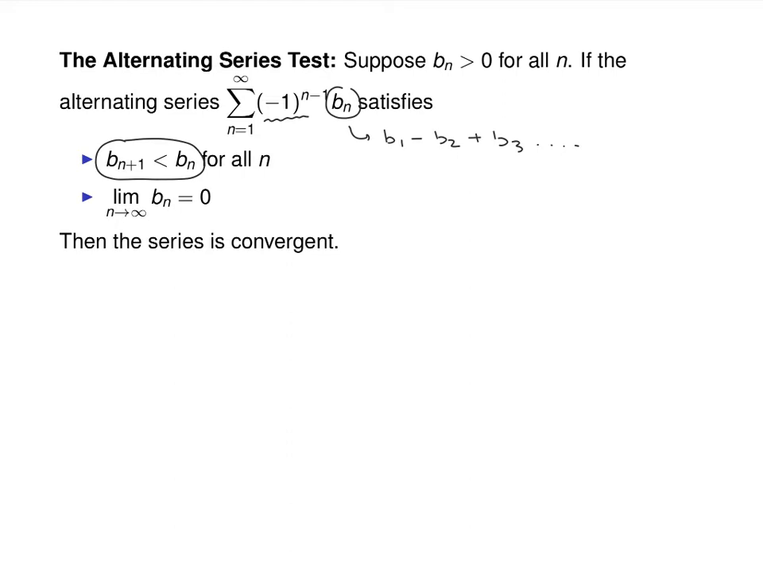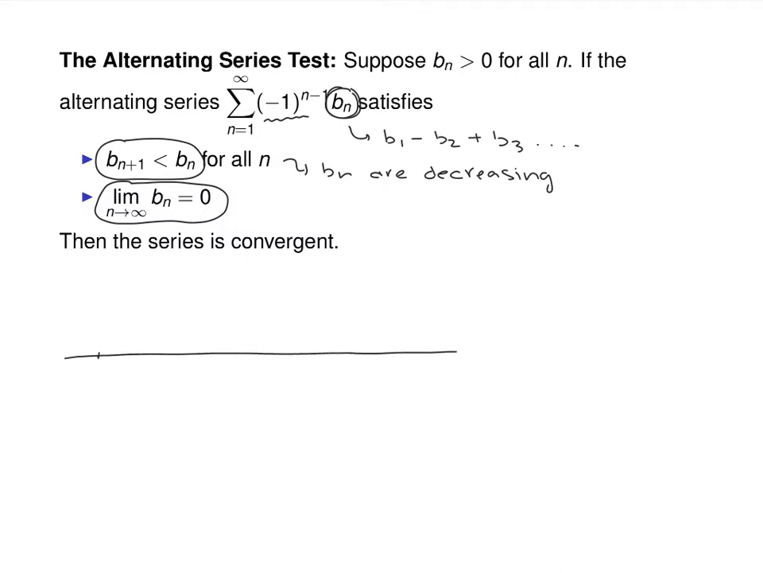So two things must happen. The part of the terms, not including the negative sign, those terms must be decreasing. So the b_n are decreasing, getting smaller, which you may have to prove using a derivative. And also, the limit of those terms is 0. Then the series is going to converge. So this is best explained with a picture.